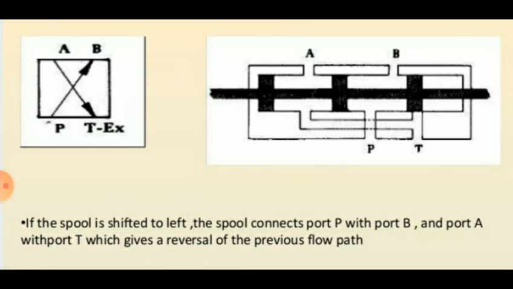Then another position, you can see the other position indicated in the left hand side diagram. Now P is connected to B, so that you get the other stroke of the piston and cylinder. If the spool is shifted to left, the spool connects port P with port B and port A with port T, which gives the reversal of the previous flow path. So the direction of the flow is reversed by changing the position of the valve.